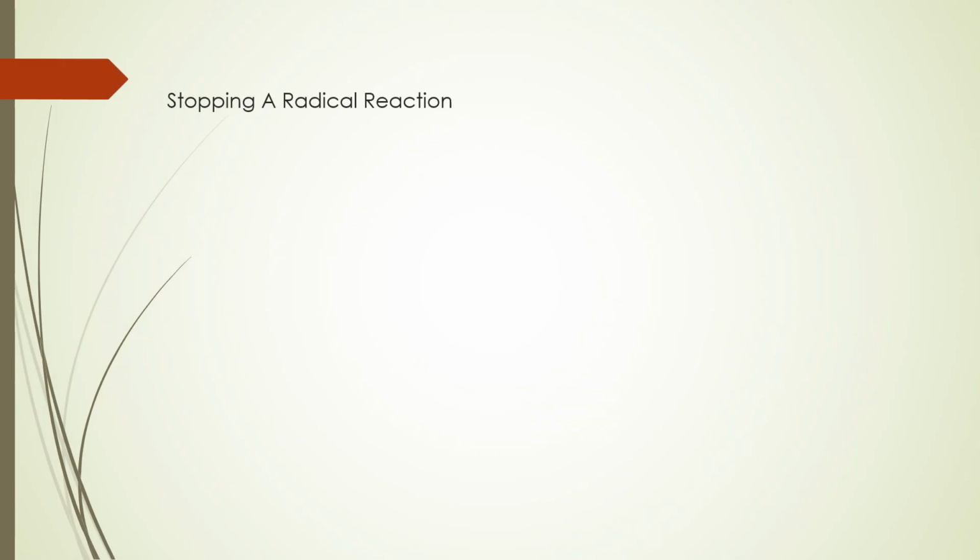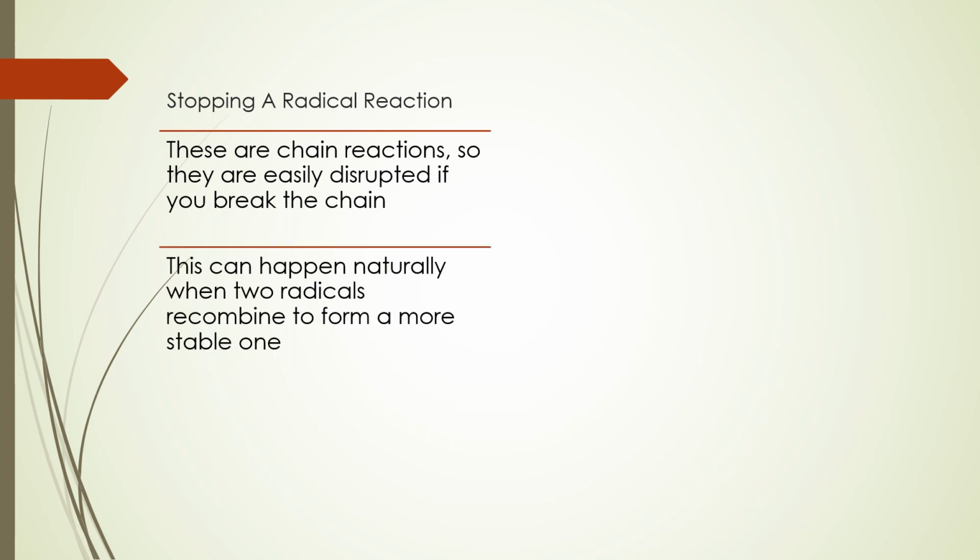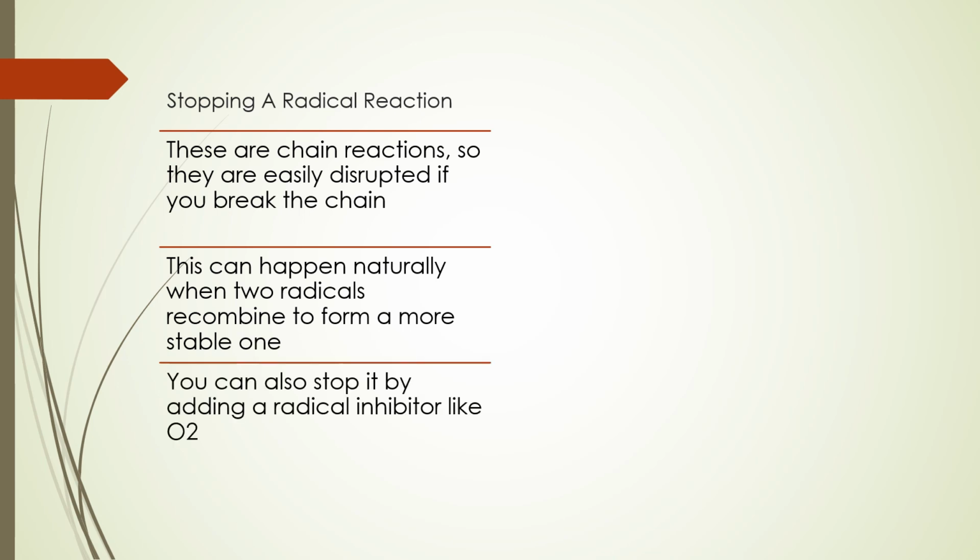If you want to stop a radical reaction, keep in mind that this is a chain reaction, so it's easily stopped if you break it. This can happen naturally when 2 radicals recombine to form a more stable one. You can also add in a radical inhibitor or scavenger like oxygen. These combine with the radical to give you a much more stable molecule.